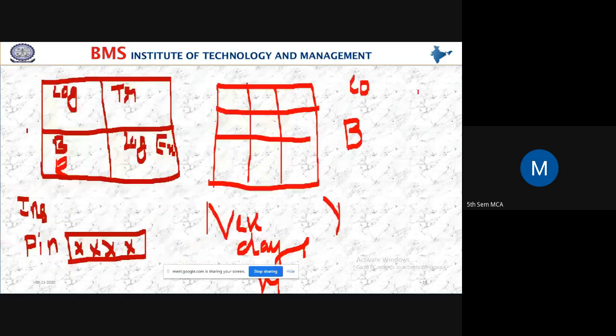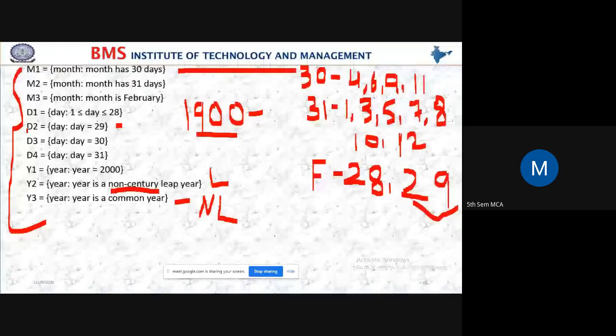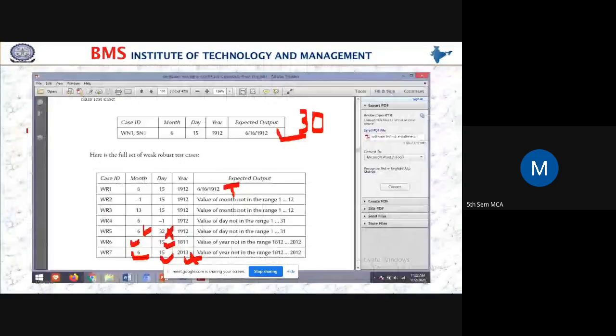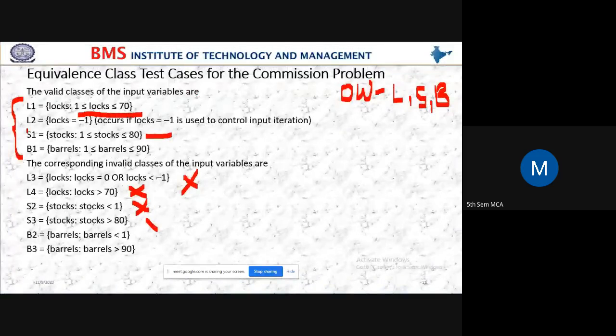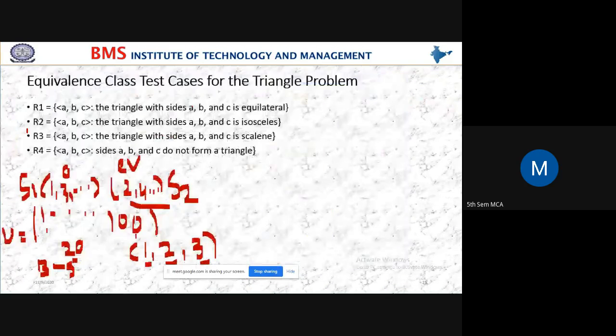So in the last class we have seen some cases for the next day problem and the commission problem. Now we have the equivalence class test for the triangle problem. For the triangle problem, 4 rules are there. What are those 4 rules? Go through the rules.